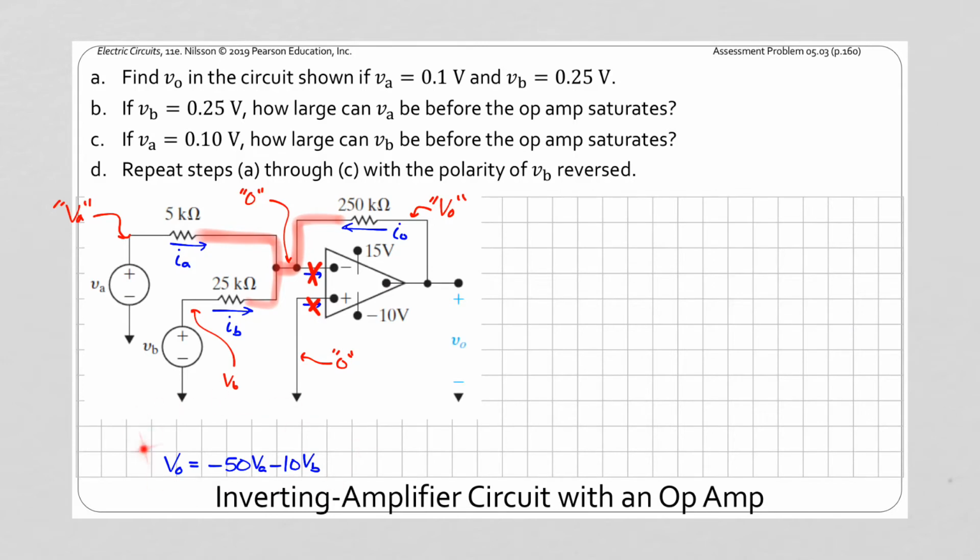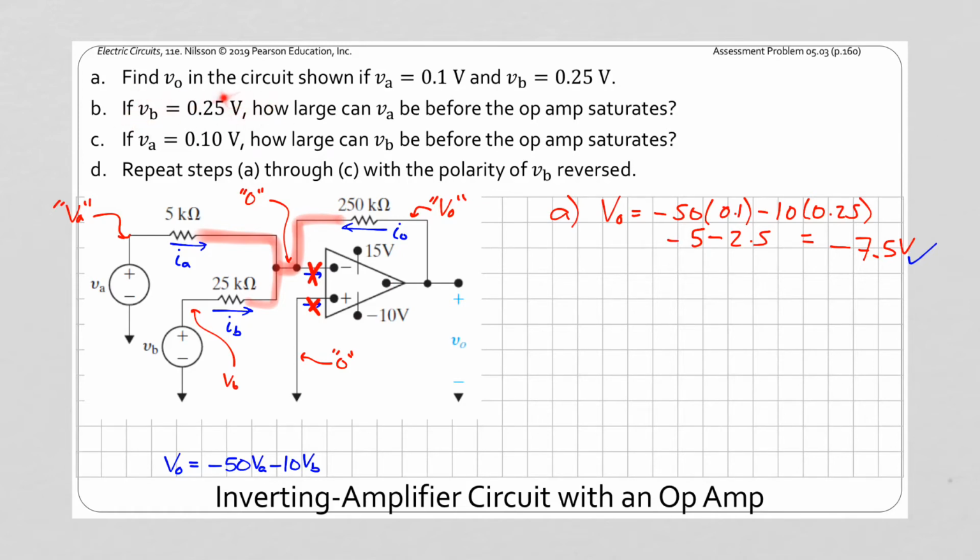So after finding the equation for V0, we really just have to plug in for VA and VB to find these different values. So for part A, we want to find V0 if VA is 0.1 and if VB is 0.25. And so we can simplify that, and we get that the output voltage is negative 7.5 volts in that case. And we check that negative 7.5 volts is between the supply voltages it is, and so that must be our answer there.